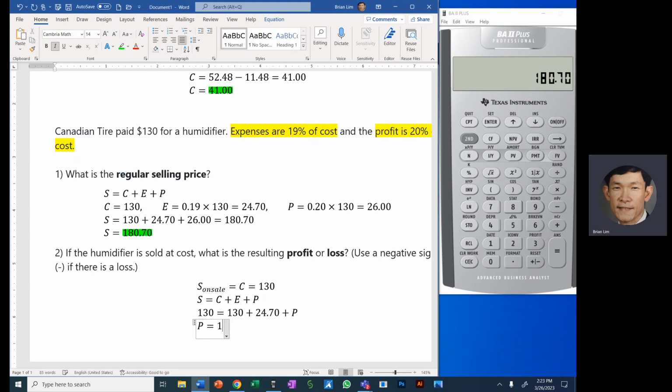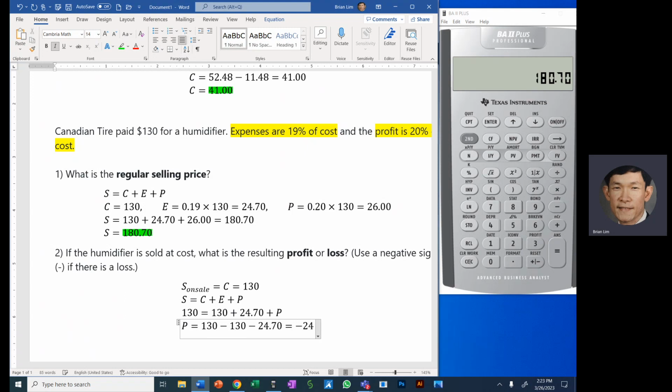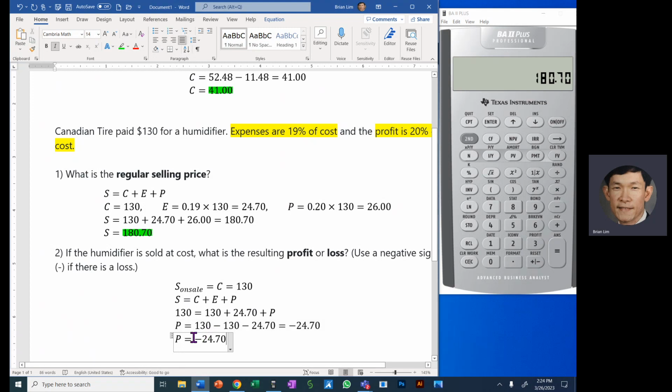Okay, P is equal to 130. And then if we take these two numbers here and we put them on the other side, it will be minus 130 minus 24.70. So these two will give 0. So this result will be equal to negative 24.70. So there will be a negative profit, which corresponds to a loss, right?